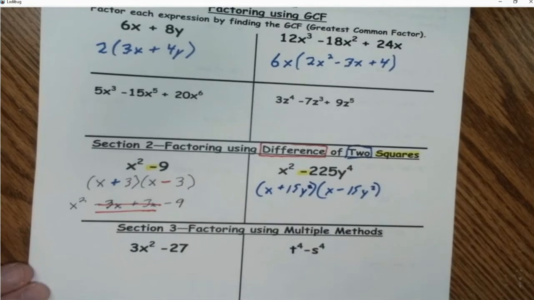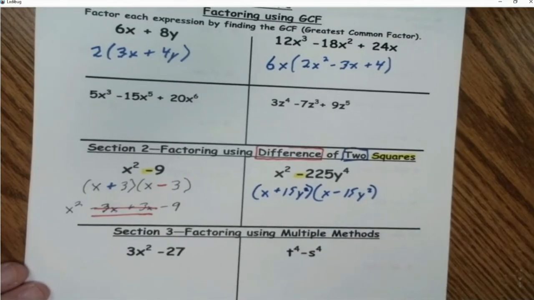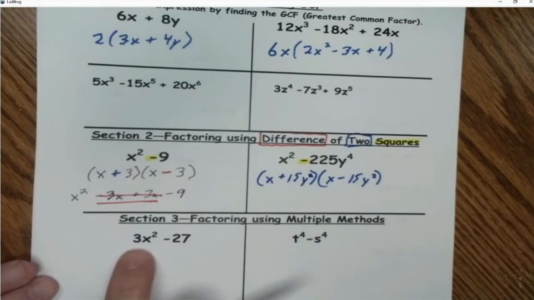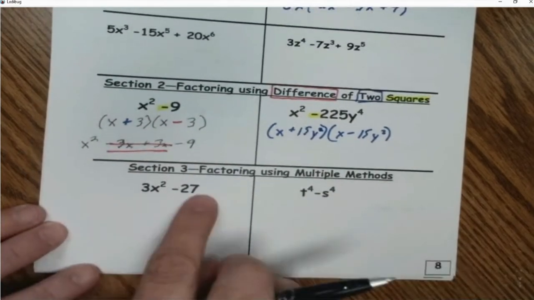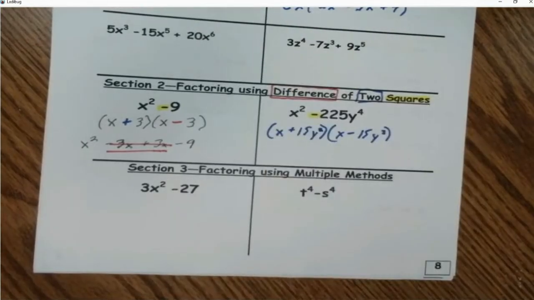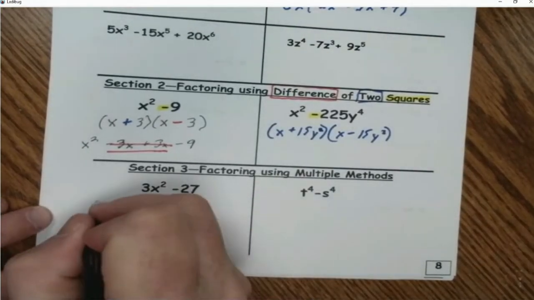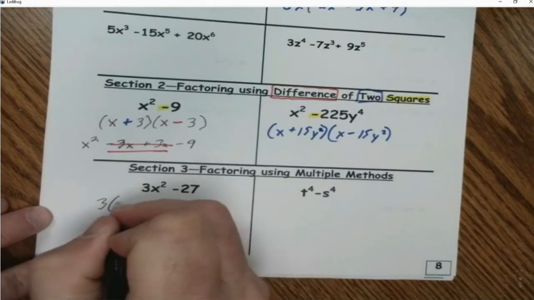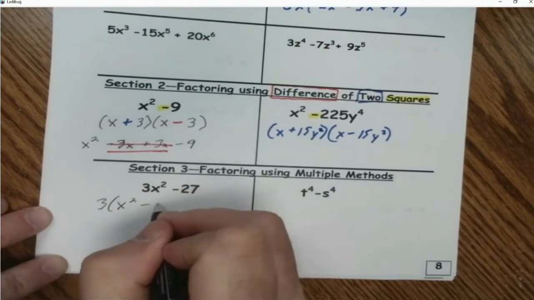All right, I want to look at this. Factor using multiple methods. Okay, so what is this talking about? 3x squared minus 27. Well, the only thing you see that you could factor out of that is it does have a greatest common factor, like we did at the top. A 3. So we can factor out 3, and that leaves us with x squared, and then 3 divided into 27 is minus 9.